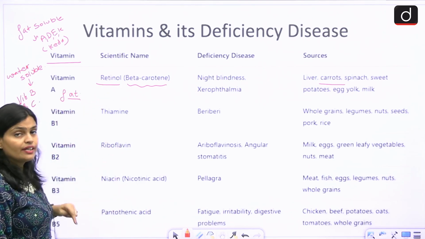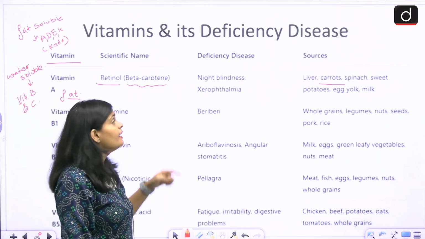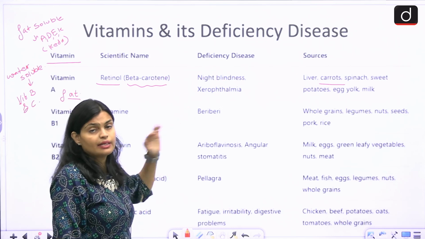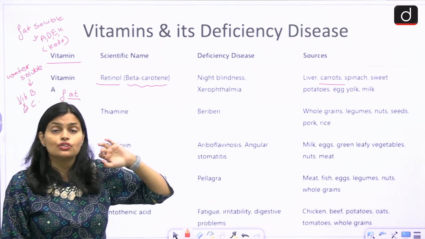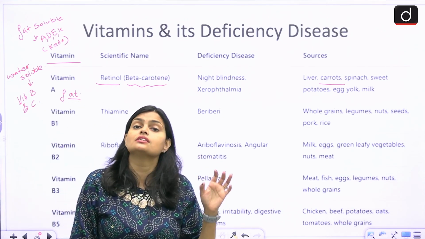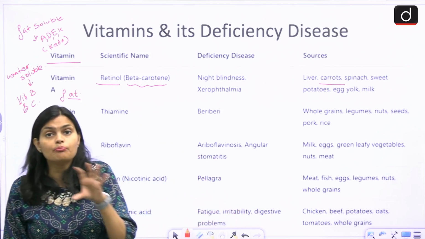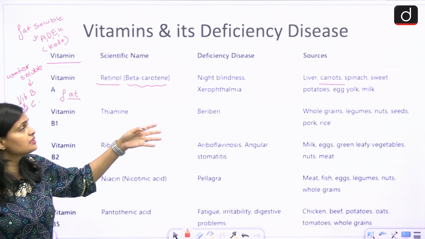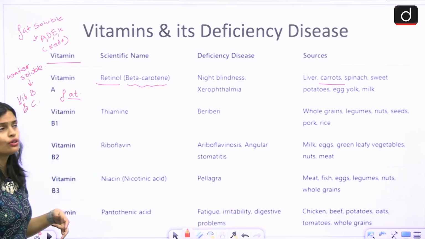If you have a deficiency of vitamin A, you are going to suffer from night blindness and xerophthalmia. Night blindness means you are not able to see things clearly at night. ठीक है, आपको blurry दिखेगा. Again, sources are liver, carrot, spinach, sweet potato, egg yolk and so on.